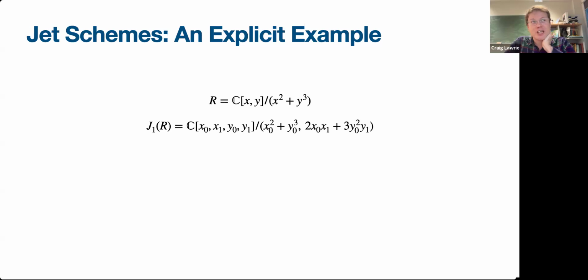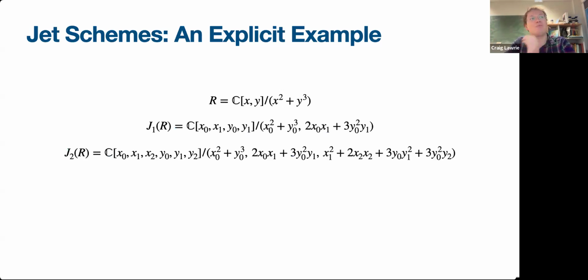To work out the first jet ring, we expand x and y, and so we keep x0, x1, y0, y1. And we keep the coordinates up to, we keep the ideal generators mod t squared. So this is the t to the 0 term, and this is the linear in t term. We can compute the second jet scheme.